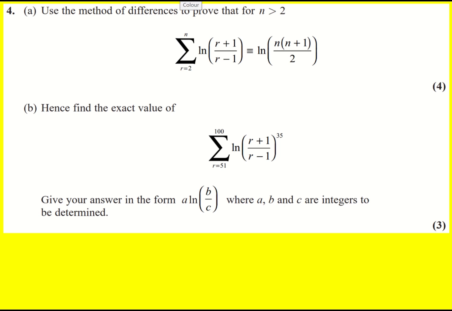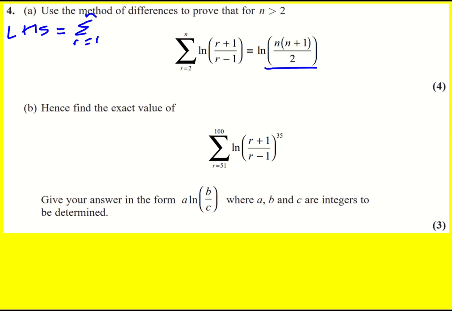Method of differences is pretty awesome, isn't it? We've got this really complicated summation, but we're just gonna start adding them all up. Notice that some of them will cancel out and it's gonna get to this. Right, let's show it. Starting with the left-hand side, I'm gonna have the sum r equals 1 to n.